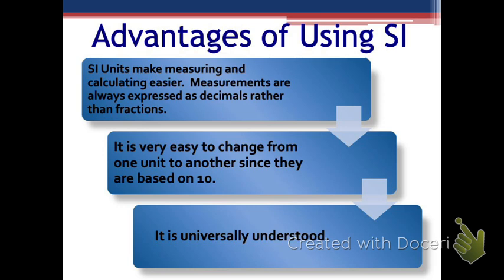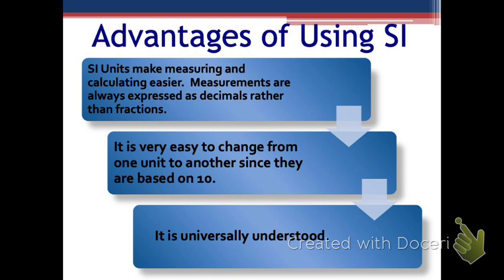Okay, so with the metric system, everything is on the basis of tens. There are 10 millimeters in a centimeter. There are 10 centimeters in a decimeter. 10 decimeters in a meter, right? They all move by tens. So they give us nice, easy decimals to work with rather than clunky fractions, right?